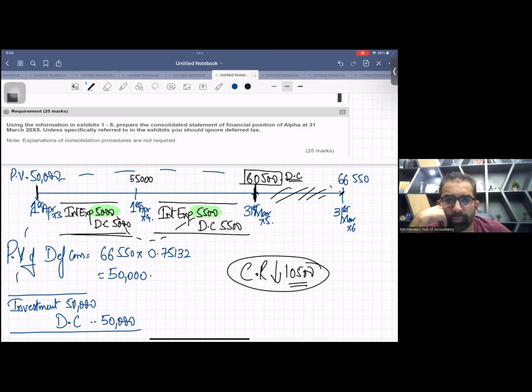So you can have a look. And now you just predict the total COI, cost of investment. See, this is one investment, 50,000, and there was a cash consideration of 160,000. So 160 plus 50, 210,000 is your total cost of investment. 160,000 was cash consideration and 50,000 is deferred consideration. So your total consideration is 210,000 in this question, right? Okay.